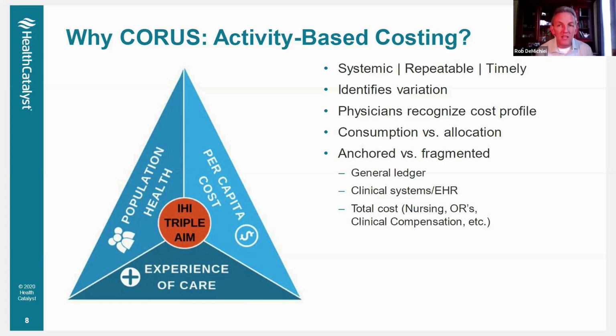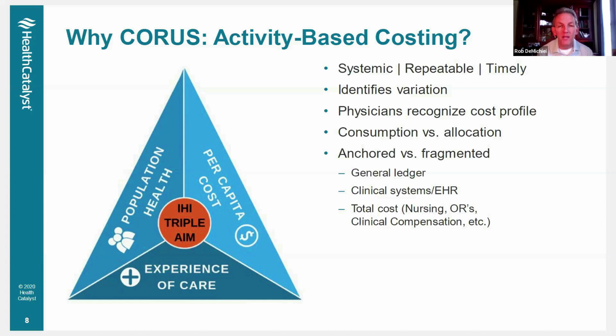So activity-based costing is systemic, it's repeatable. So we have costing information available through Chorus 2 days after the financial close. 2 days. It's systemic, it's repeatable. It isn't an initiative, it isn't an analysis. You have costing data, you have service line financials 2 days after your financial close. It identifies physician variation. The physicians actually recognize their cost profile. This is about the consumption of resources and not the allocation of resources.